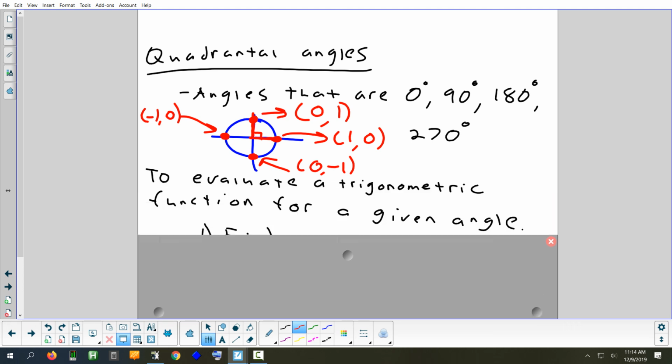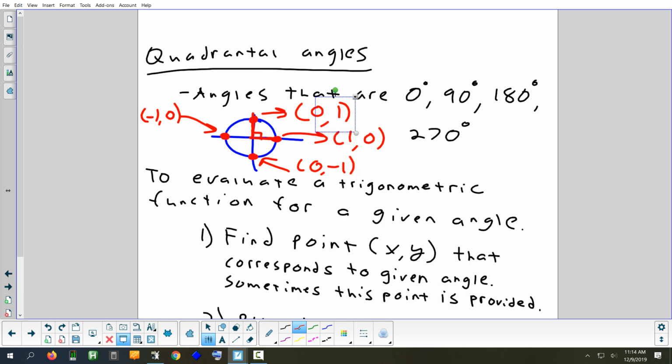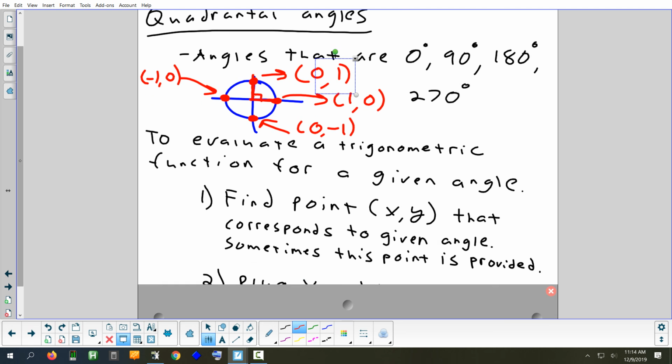So now, if I asked you, for example, to find the sine of 90 degrees, step 1 would be to find the coordinate for 90 degrees. Step 1, find the coordinate.